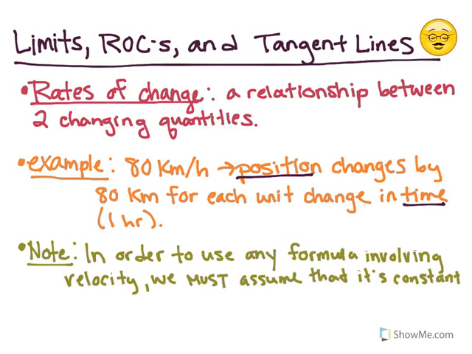And just a key note here, in order to use any formula involving velocity, we have to assume that the velocity is constant. In other words, it doesn't change. So in the example above, if I'm telling you that we're going 80 kilometers an hour, we're going 80 kilometers an hour the entire time. It's not going to change. So we want to be really careful that we understand that.